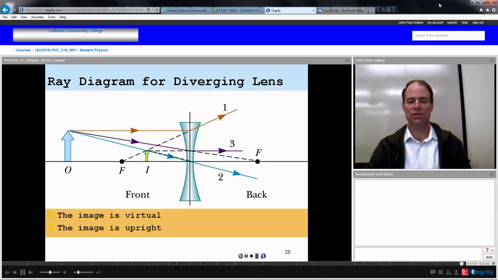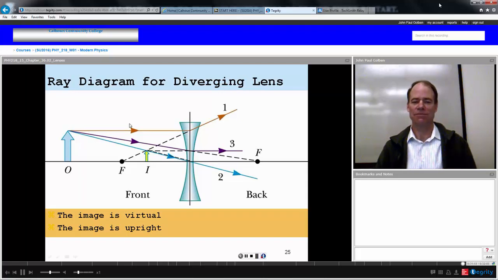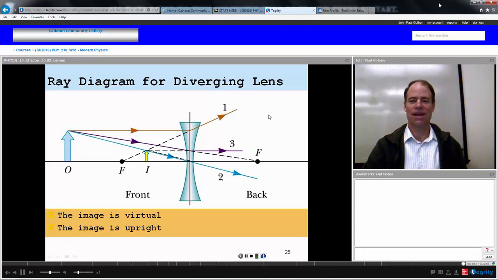The image is virtual, the image is upright. In this case, the image is smaller than the object. And that helps us with a ray diagram for a diverging lens.